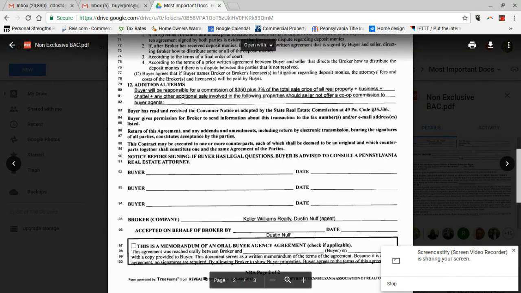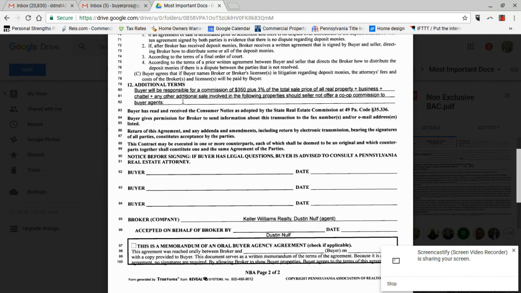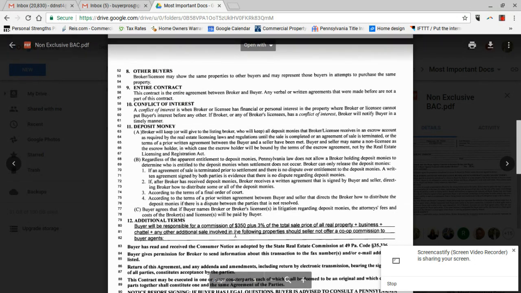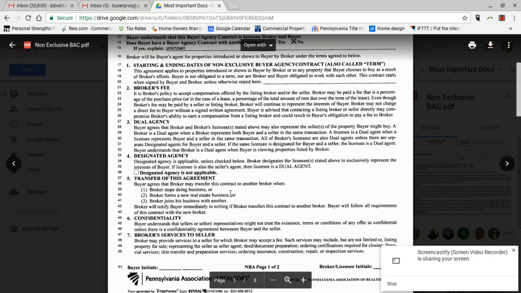So this is in here. That's already filled out for you on the non-exclusive. If you're using that and you want to do that, you just put your MLS numbers or your addresses of the properties in there, and it's good to go.